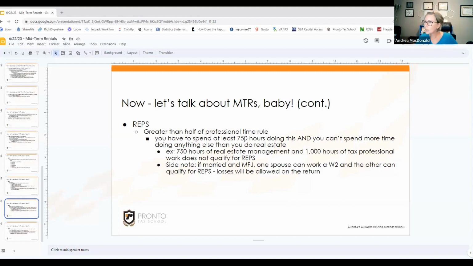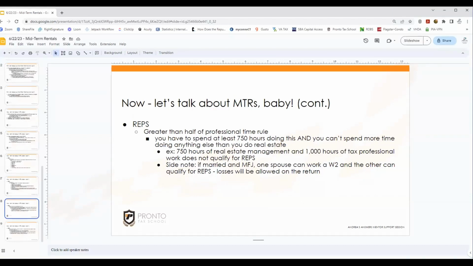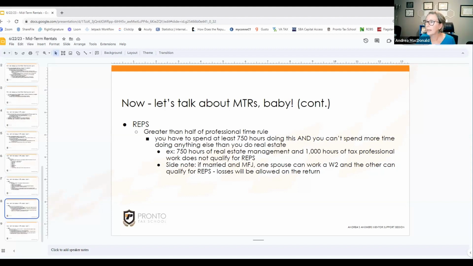Okay, any questions about the greater than half of your professional time rule? I have a question. What about people that do construction work or electricity and they own rentals? Does that count too? So it can for material participation, as long as they're not employees of a construction company or an electrical company. They have to be the owner. Okay. Yeah.